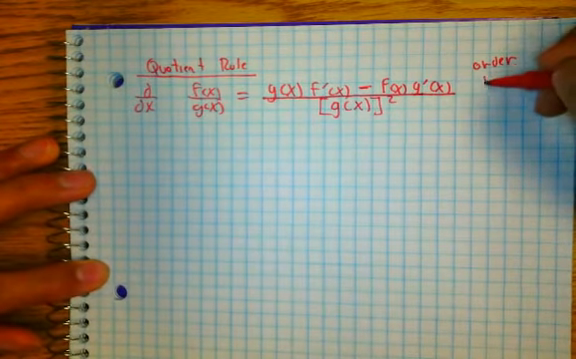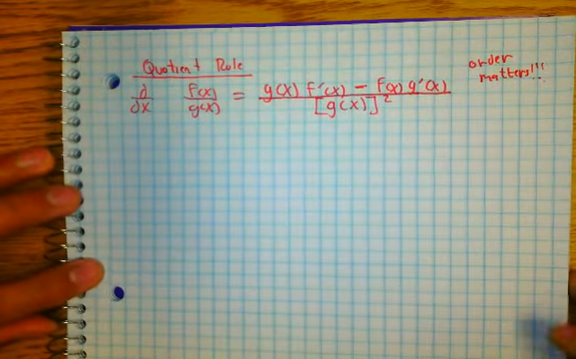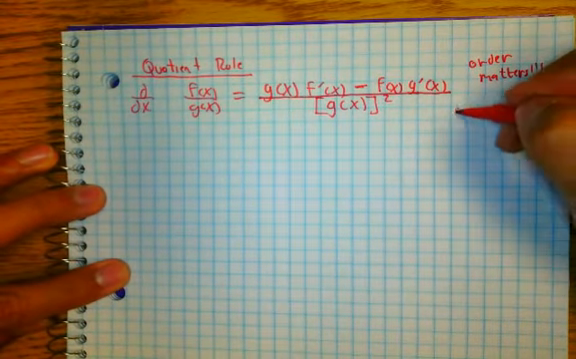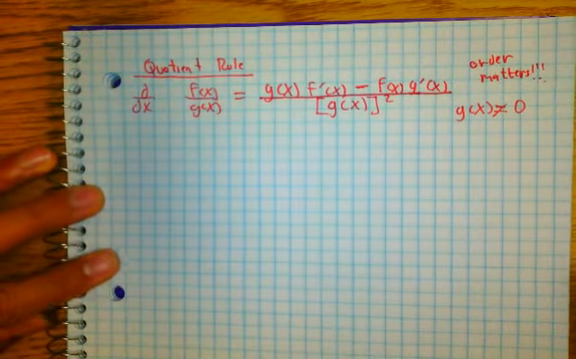And it's obviously stated that for this to work, g of x cannot be 0. Can we agree with that? Otherwise, we wouldn't have a quotient.